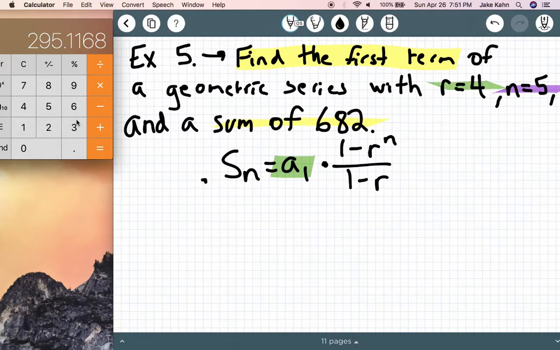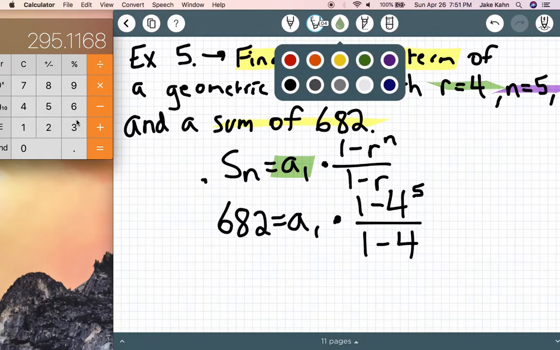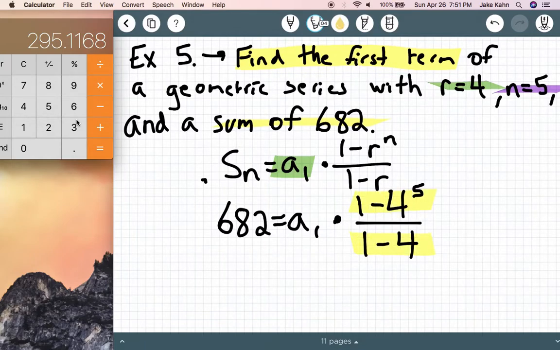What is Sn equal to? Sn is equal to 682. So I'm going to plug that in. A1 stays the same because we do not know what it is. That's what we're solving for. Times 1 minus r is 4, to the n power is 5, divided by 1 minus 4. Let's now evaluate what this is equal to, this fraction. We're going to leave the 682 is equal to A1 the same. All right, that's just staying the same.